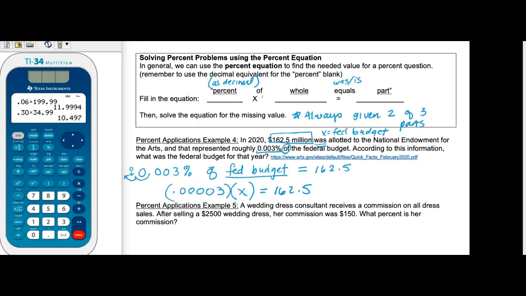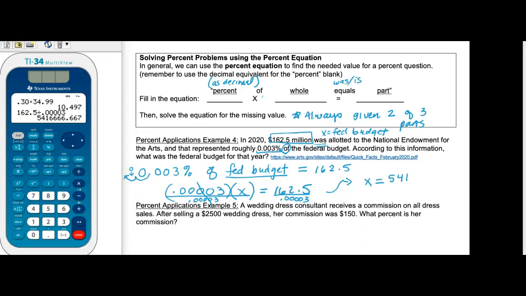And so if I want to get X by itself, I have to undo. Right now it's being multiplied by this number, so the opposite of multiplication is division. So I'm going to solve this by dividing both sides by 0.00003. And then these actually just cancel out. They become 1, and you're left with X equals, and then in your calculator you can just do 162.5 divided by we've got 4 zeros, and then 3 equals.